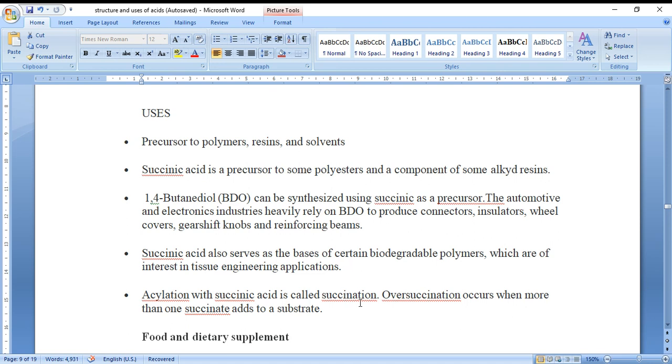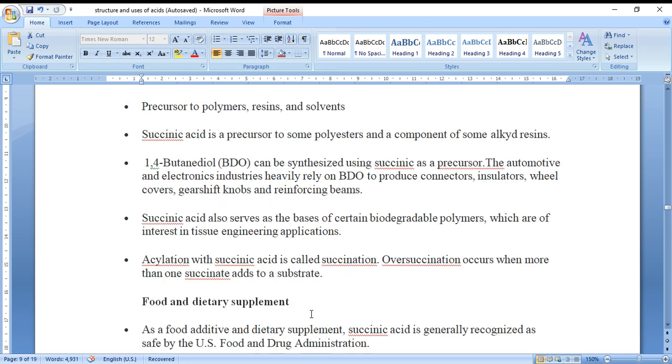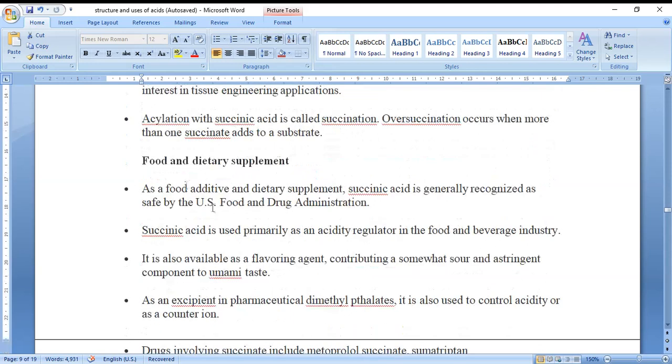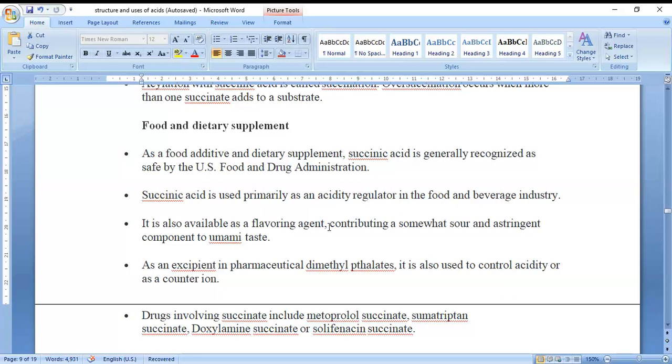The process is called succination, and oversuccination occurs when more than one succinate is added to the substrate. And along with the general properties, it is also used in food and dietary supplements. It is used as a food additive and dietary supplement, and succinic acid is generally recognized as safe by the USFDA. Succinic acid is mainly used as an acidity regulator in the food and beverage industry, and it is available as a flavoring agent, mainly because of its contribution to sour and astringent taste.